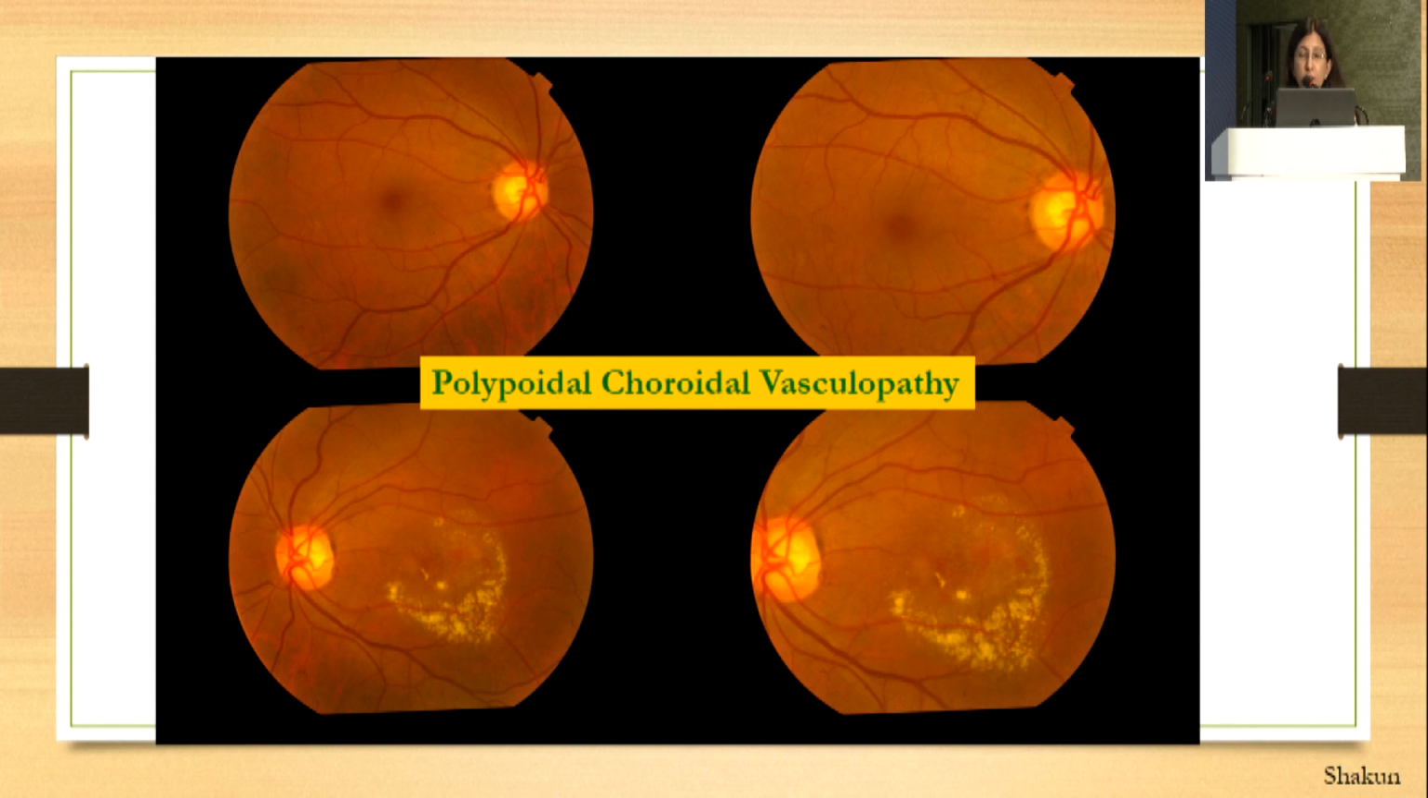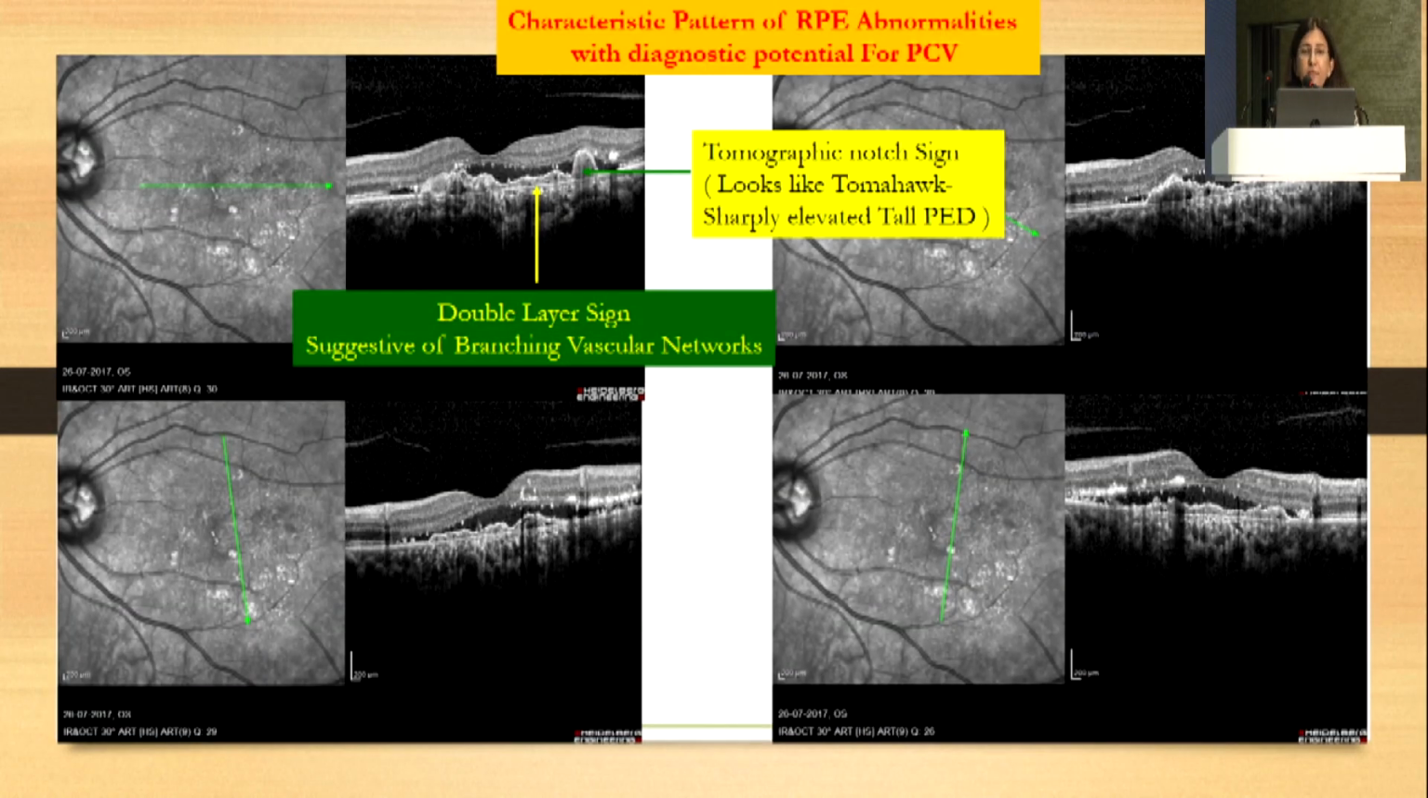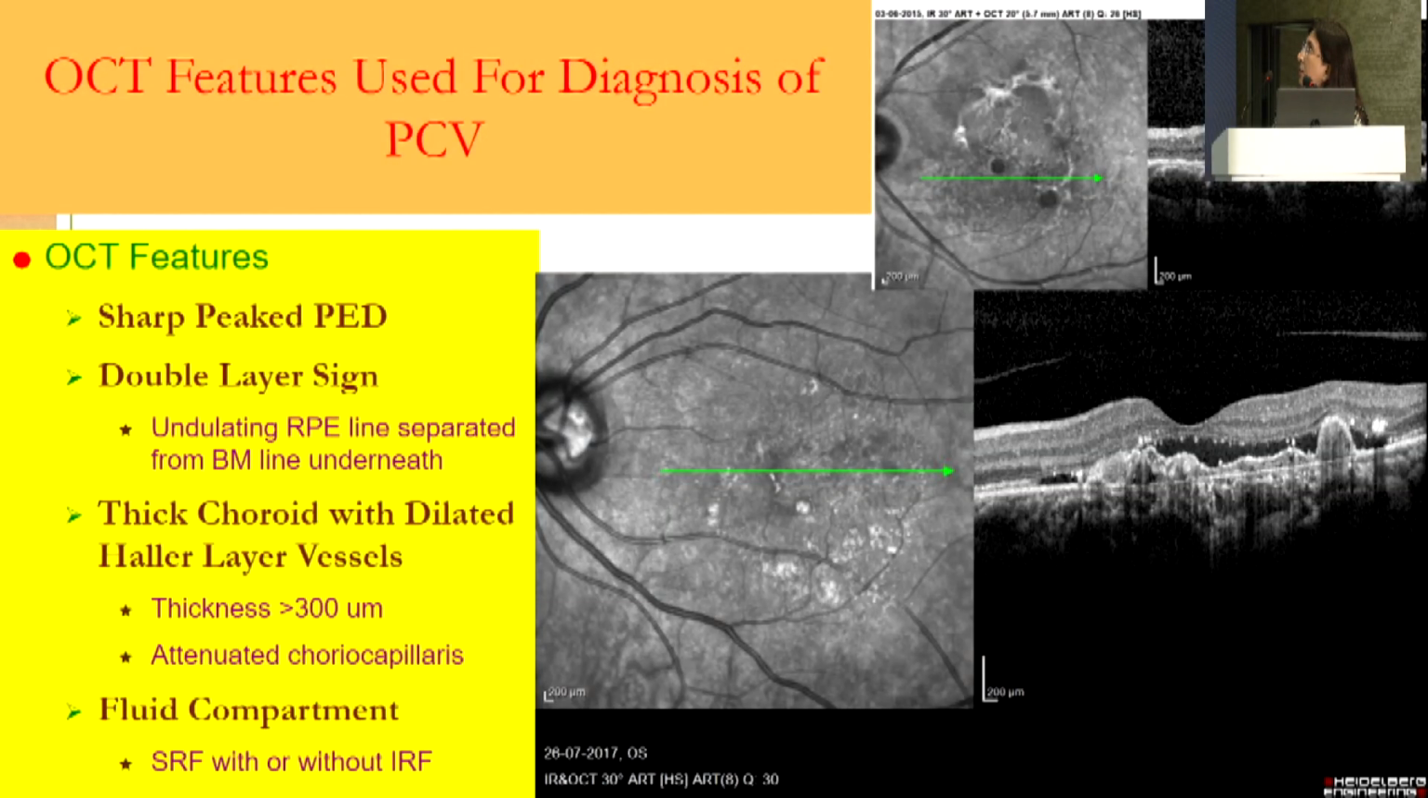Coming to PCV, which is again a variant of AMD. Here we have very characteristic OCT features. You may have a double layer sign, and you may have this tomographic notch sign, which is tall PEDs. Like you can see here, tall peaked PEDs along with this double layer sign. Double layer sign is where you have undulated RPE separated from the underlying Bruch's membrane. Otherwise, you would not see a separate Bruch's membrane from the undulated RPE. So this double layer sign along with the tall peaked PED is very characteristic of PCV.